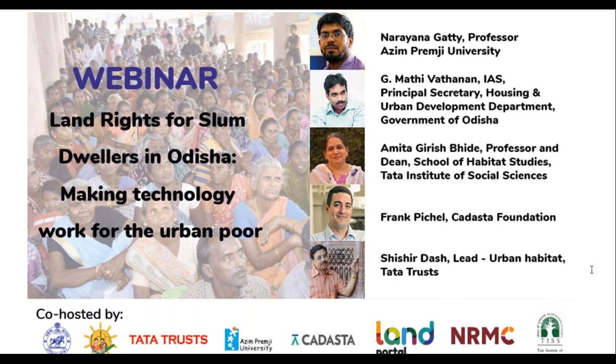But for the background check, there are three things we are trying to do. One is identity proof. The second is whether the person is economically weaker section or not. And the third is the address proof, that is, whether the particular household was living in that particular slum before the cutoff date or not.